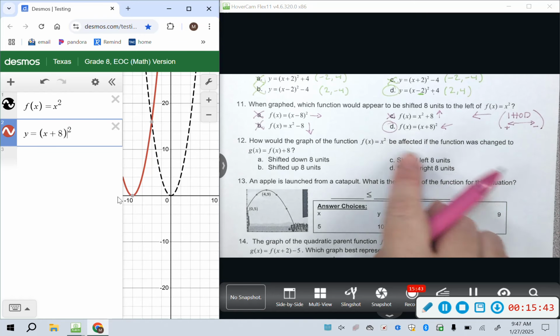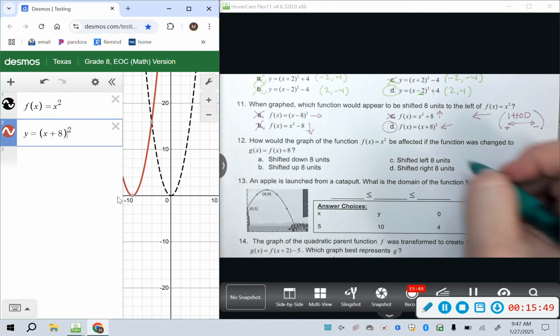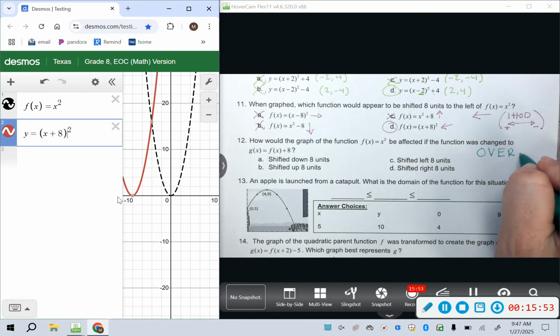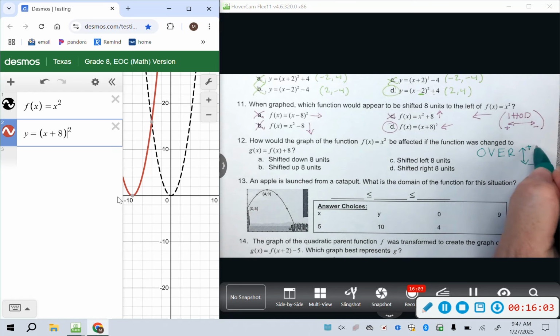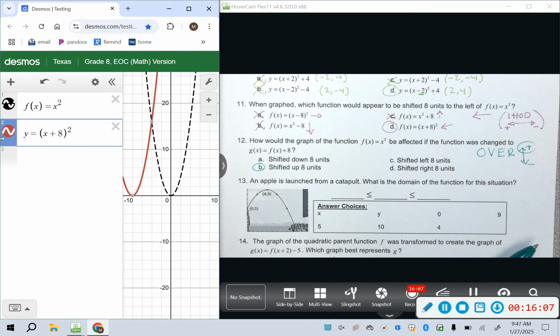Okay, how would this one change? Well, this is outside. It's a vertical change, and it's exact. So up is plus, down is minus, and it's outside my parentheses, so I don't have to worry about parentheses. So plus 8 should shift up 8. So this should be my answer, but let's check our work.